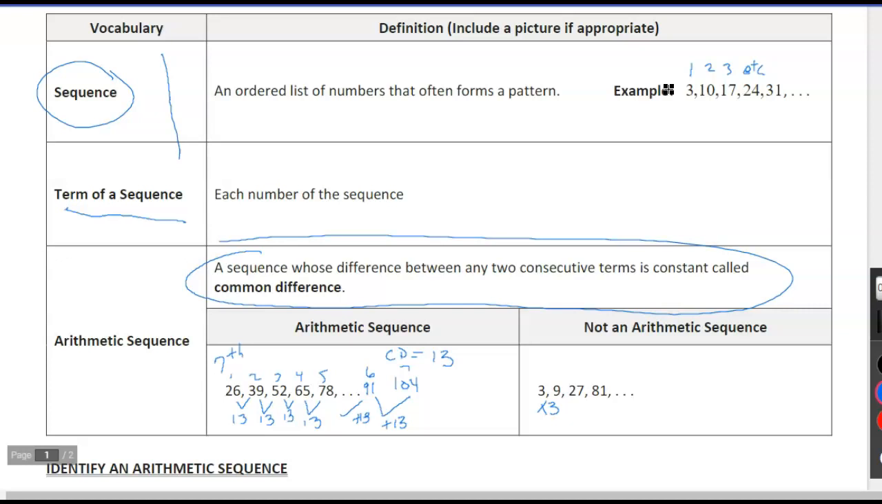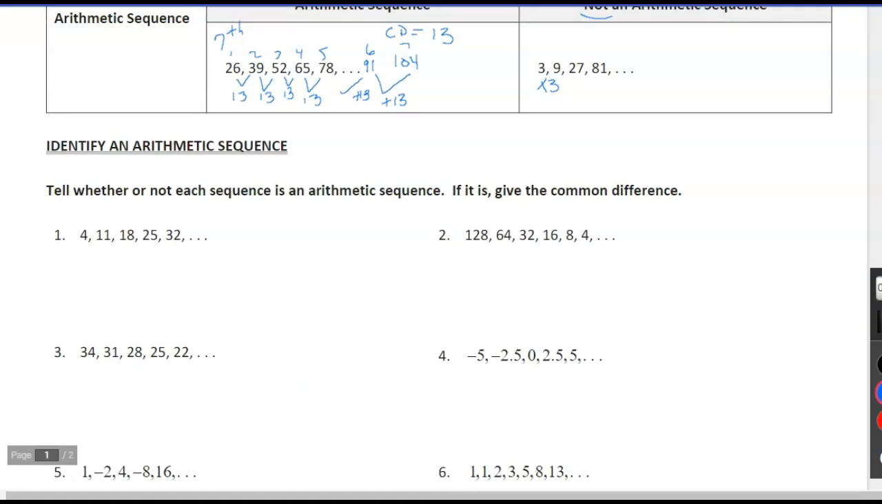Now, not all non-arithmetic sequences multiply. As we go to some of our examples, it says, tell whether the sequence is arithmetic, and if it is, give the common difference. And also, since a lot of these have 5 or 6 numbers, I also want you to find the 8th term, because that's something that you're going to have to do on your quiz and test. Find the 8th term. So I'm adding something here, and that's only when you get a yes answer.